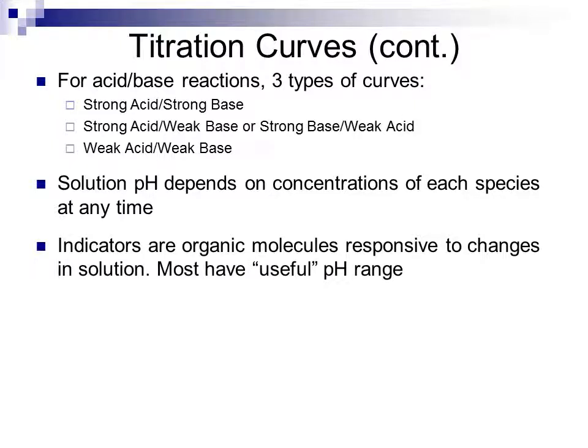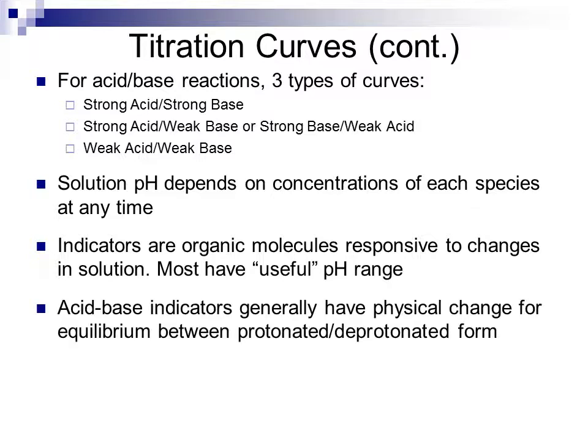Indicators used with acids and bases are generally organic molecules that respond to changes in the solution. And most of these indicators will have a useful pH range. That's the range over which they give a physical response or physical change. Acid-base indicators generally change form depending on whether they are protonated or deprotonated. So if I have IN as a generic indicator, HIN is a protonated indicator, IN minus is a deprotonated indicator.